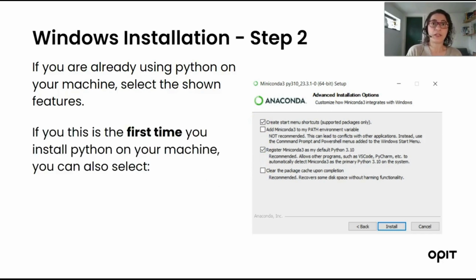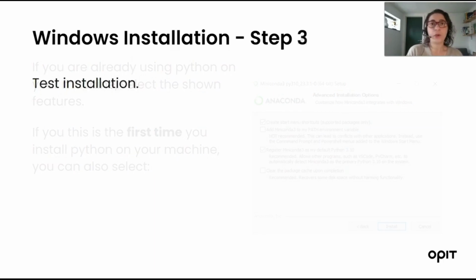However, if this is the first time you install Python on your machine, you might also want to select the second point here, which says Add Miniconda 3 to my path environment variable. In this course, wherever relevant, we will work under the assumption that this is not selected, because it is not necessary, and as you can see, it is not even recommended in general. After your installation is complete, it is time to test that you have Python on your computer.